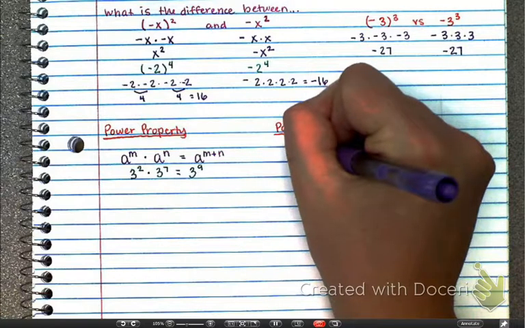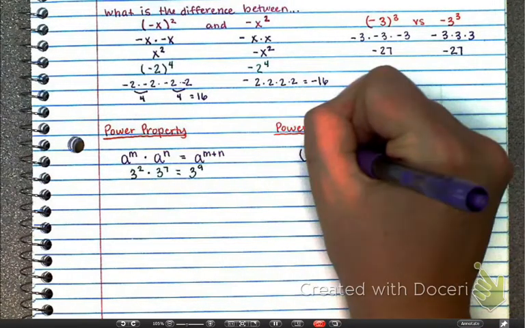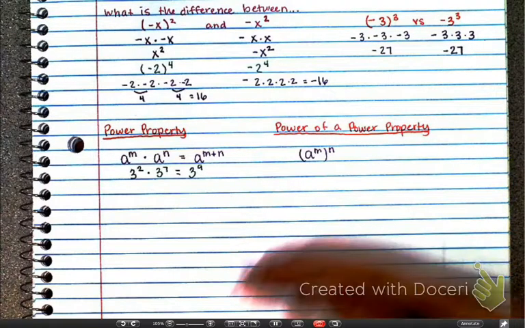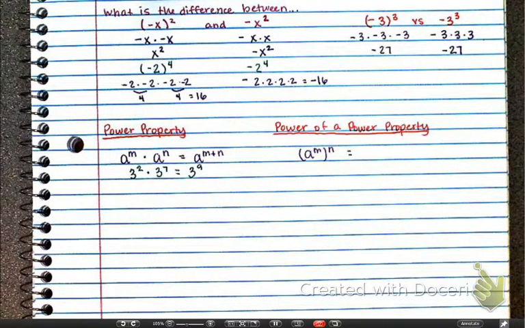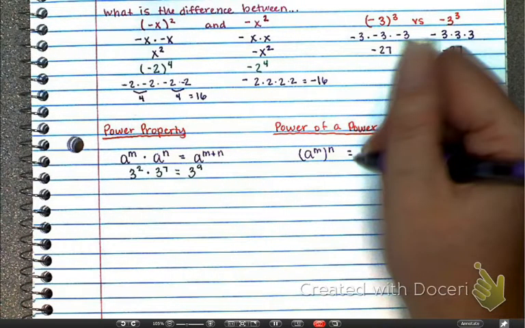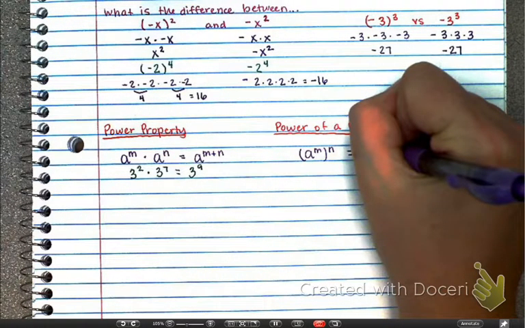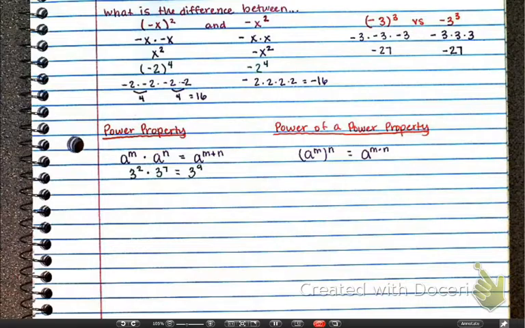This is where I have a power raised to another exponent. Anyone remember the rule here on what we need to do with exponents? Multiply them. So it's a to the m times n. So we don't change our bases, we are just multiplying exponents right now.